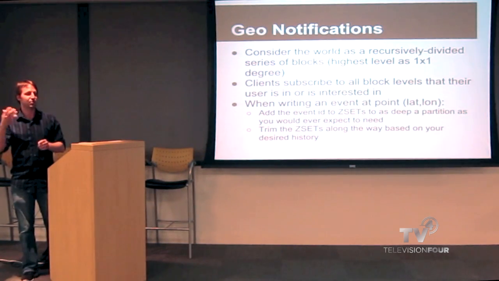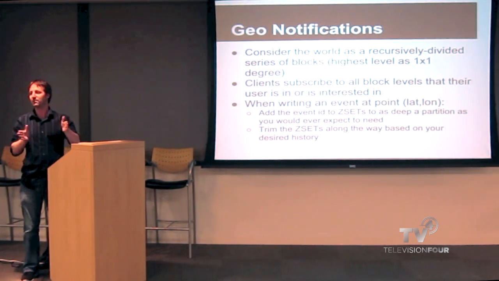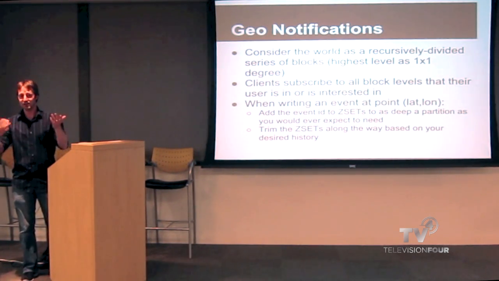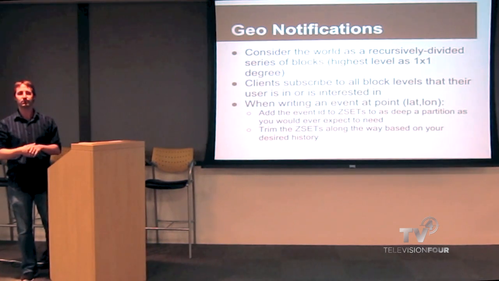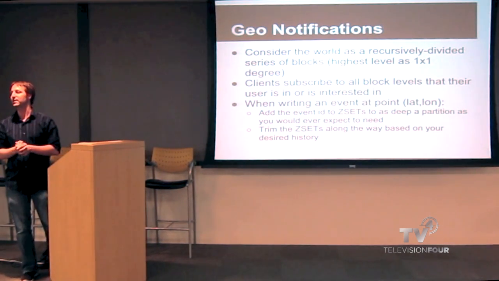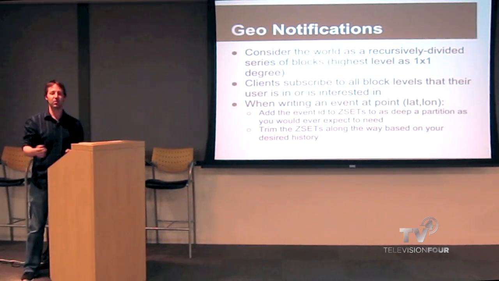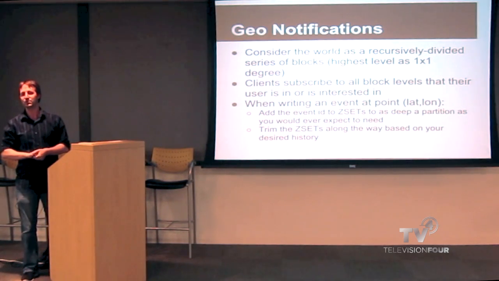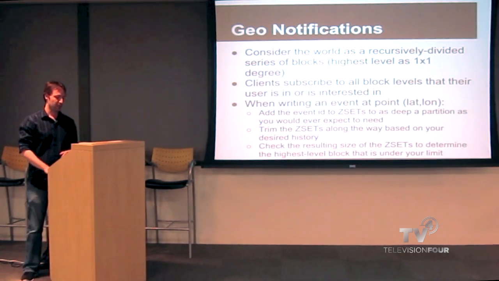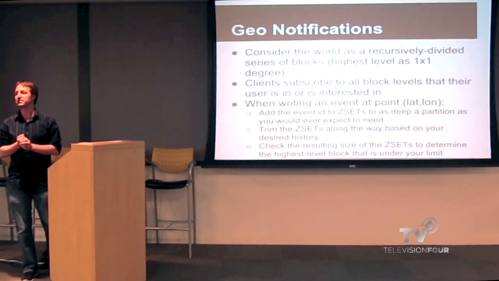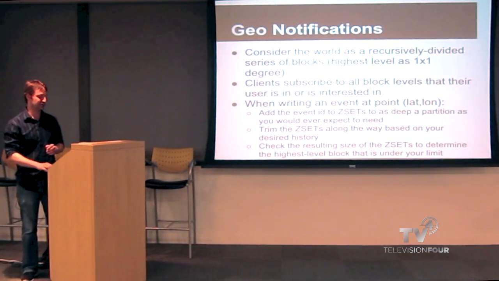And you also trim your Z-sets as you're going along to limit how much time they hold. Say that you only ever want to see 10 events every 15 minutes. Well, as you're adding them, you can always toss out anything that's more than 15 minutes old on your way down. But then you can also check the size of the Z-set after you've trimmed them, and that becomes important in a second.